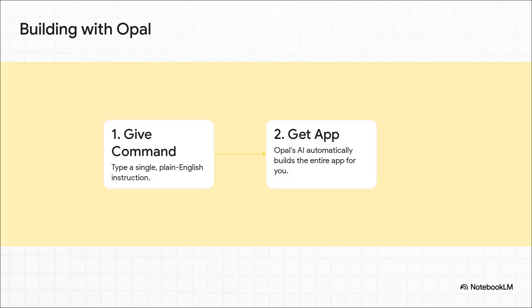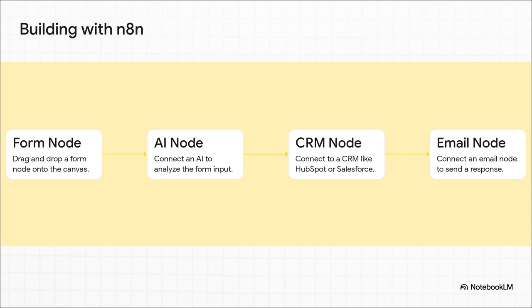And this is the most crucial point to understand about Opal. You just state your goal. The AI takes that one command and automatically builds the form for you. It connects the AI model, and it sets up the email trigger. You don't touch a single technical connection. You just get the finished app. It's pretty wild. With n8n, however, the process is completely manual.